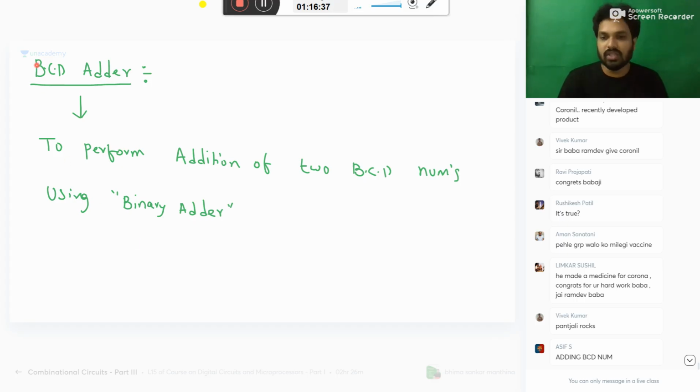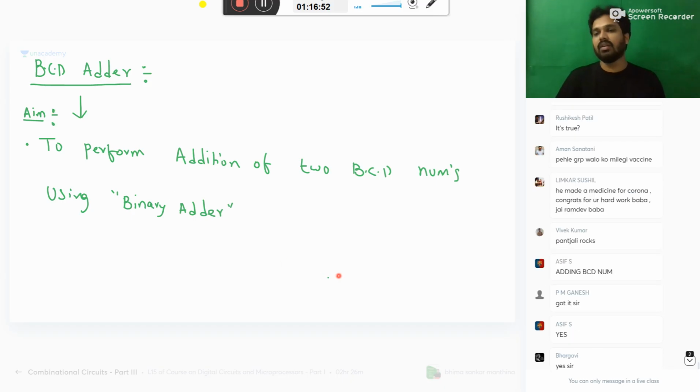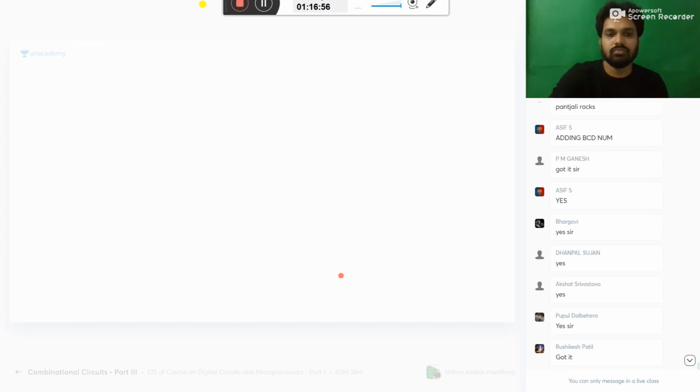What is the difference between this BCD addition and binary addition, sir? Let's see. First, is your aim clear? Your aim is to perform the addition of two BCD numbers using a binary adder. Okay, so now listen here. You have a number A, a BCD number A. Let me give you some basics. BCD number A, which is 4-bit.